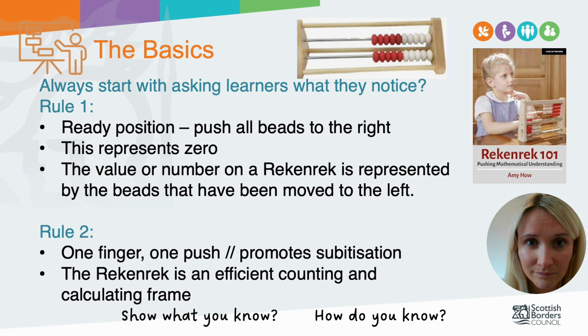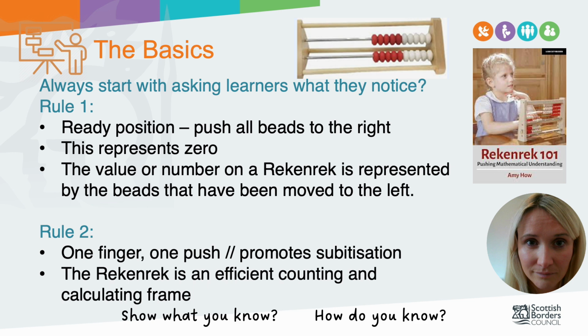And when they're in this position, it's really important to be explicit with your learners that this represents 0. This means that there has been no change, and that's what 0 means. The value or number represented on a Rec and Rec is shown by the beads that have been moved to the left. Because we read from left to right, this is where our eye looks first, so this is where we want to move the beads. So that is rule 1: they all start on the right, right for ready, and then we move the beads to the left.